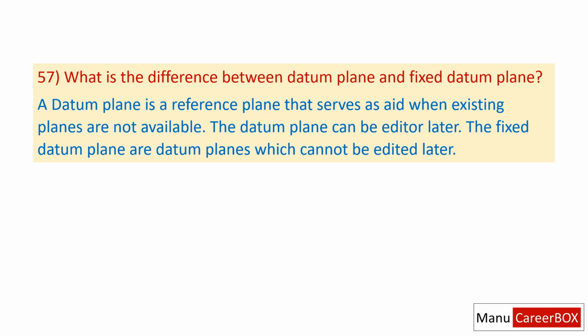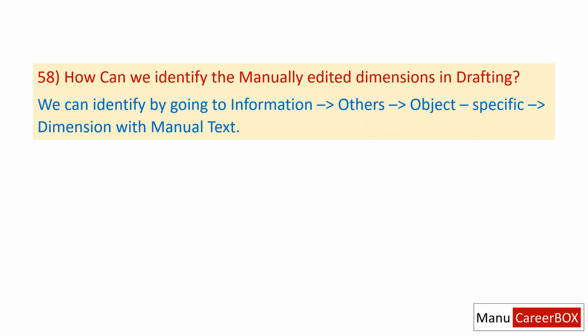57. What is the difference between datum plane and fixed datum plane? A datum plane is a reference plane that serves as an aid when existing planes are not available. The datum plane can be edited later. The fixed datum plane are datum planes which cannot be edited later. 58. How can we identify the manually edited dimensions in drafting? We can identify by going to Information, Others, Object Specific, Dimension with manual text.